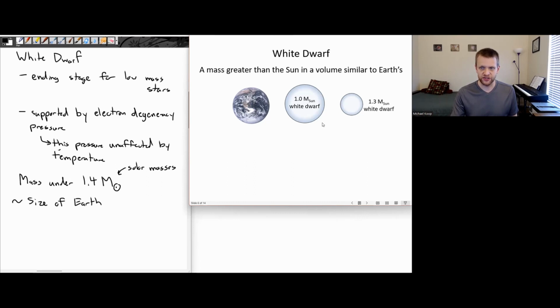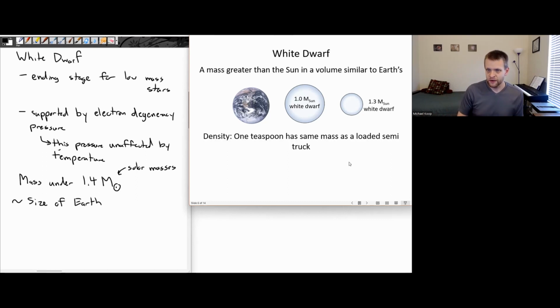A 1 solar mass white dwarf would be slightly larger than the Earth. A 1.3 solar mass white dwarf is actually a little bit smaller than the Earth. As we add more mass, it gets more and more compressed, and that electron degeneracy pressure has to work even harder in order to stop any further collapse.